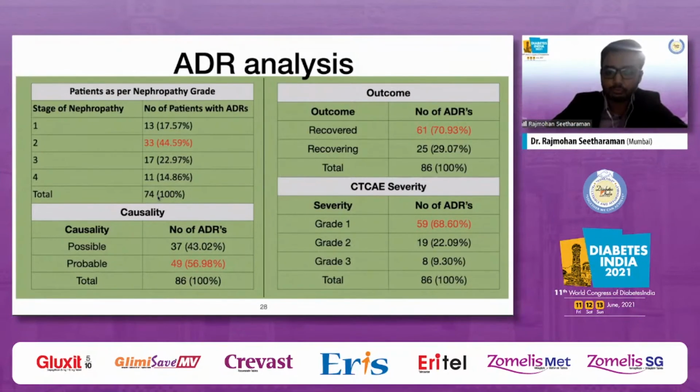Causality for most of these ADRs was probable, meaning that more than 2 drugs were suspected of causing these ADRs. Outcome was recovered for most of these cases. The severity as per the TCA scale was grade 1 for most of these ADRs. Hence, they were easily treatable. And we also carried out the modified Schumock-Thornton preventability scale, and we found that about 32% of ADRs were easily preventable also.